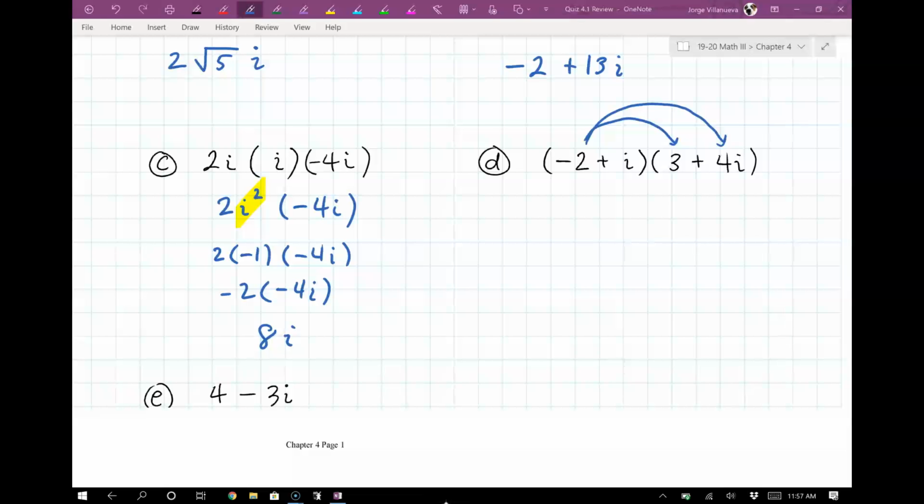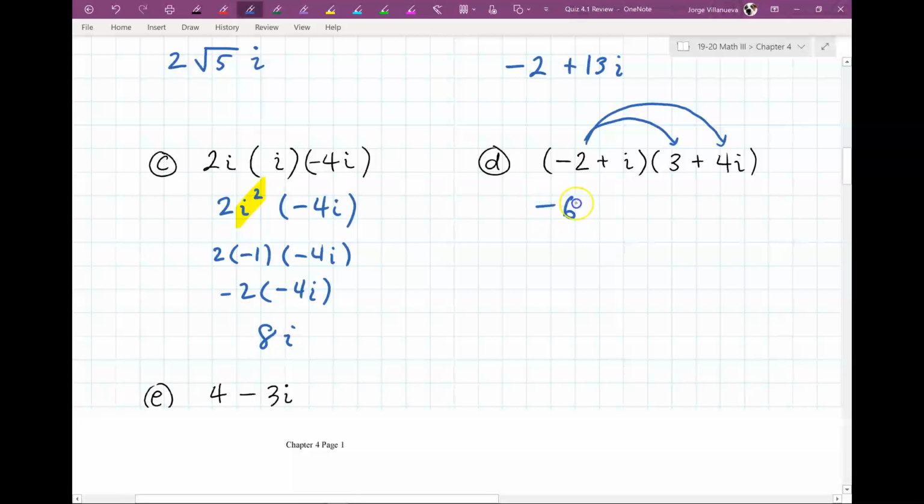Okay, so let's multiply negative 2 times 3. That gives me a negative 6. There we go, negative 6. A negative 2 times a 4i is a negative 8i. Okay, and then you've got to do your inner and your last. So the inner and the last, i times 3, that's 3i. And then i times 4i, that's going to be a positive 4i squared.